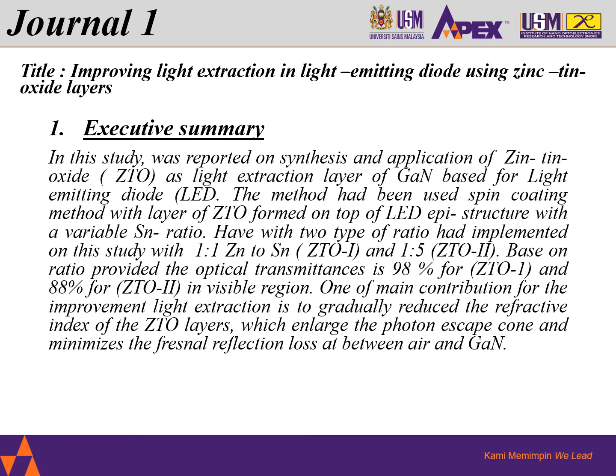This study produced two types of ratio: 1:1 zinc to tin, which we call ZTO 1, and 1 equal 5, which we call ZTO 2. Based on the optical transmission characteristic, ZTO 1 shows almost 98% and ZTO 2 almost 88% brightness in the visible region. The main contribution of the improvement is reducing the refractive index of the ZTO layer, which enlarges the photon escape cone and minimizes the Fresnel reflection loss between air and GaN.